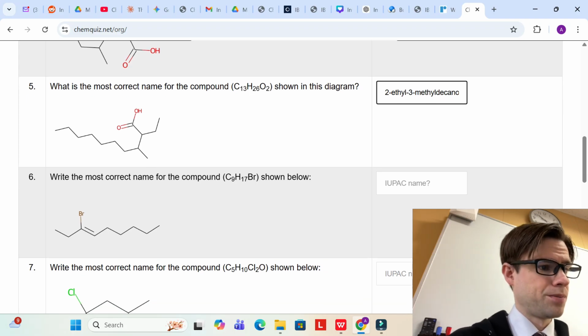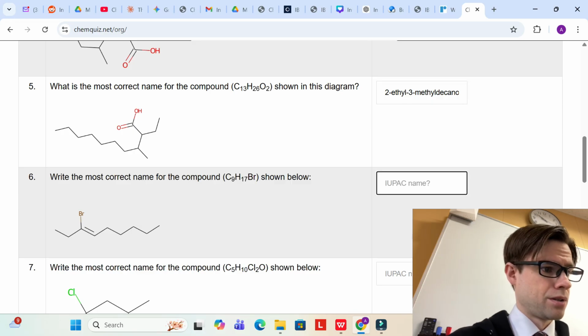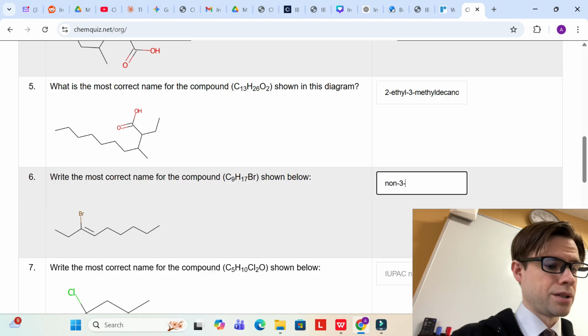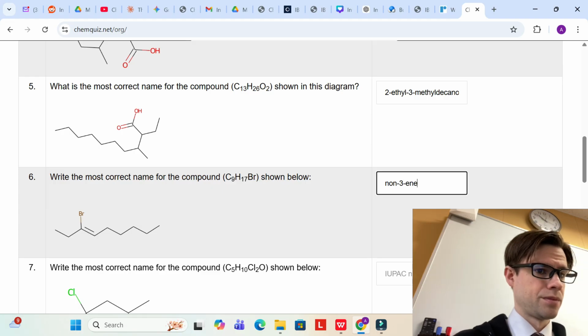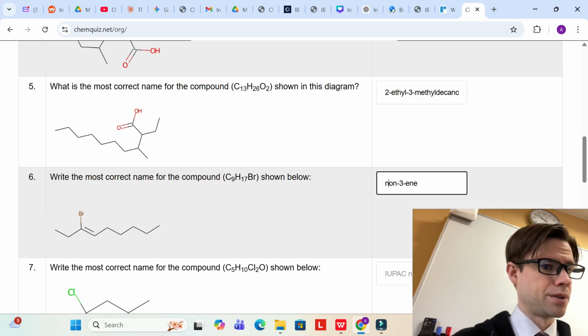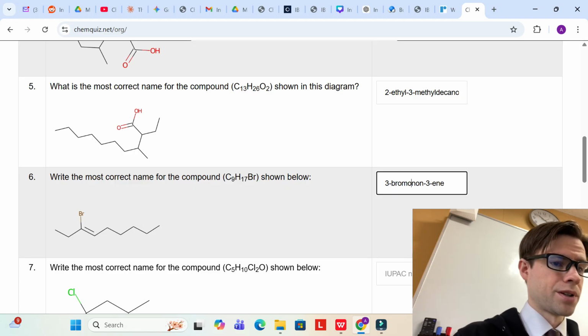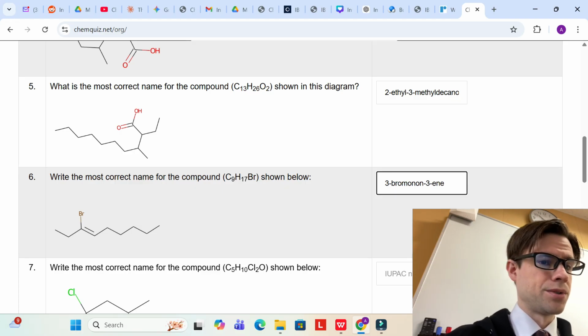Alkene with bromo. We'll count from the left. 1, 2, 3. 1, 2, 3, 4, 5, 6, 7, 8, 9. So non 3 ene. Non for 9 in a row. Then alkene on number 3. 1, 2, 3 bromo then, prefix. 3 bromo non, 3 ene.